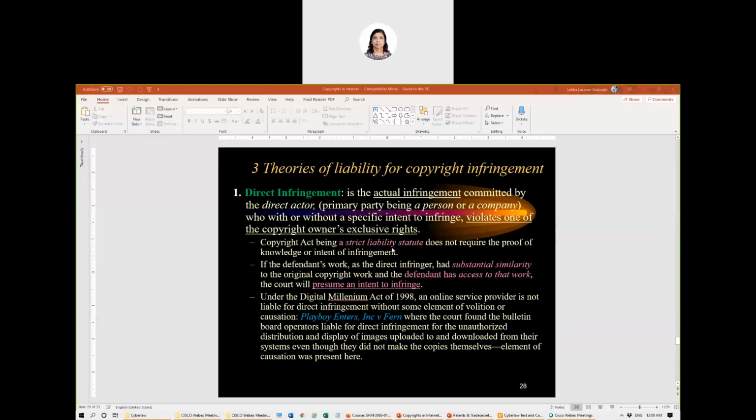Direct infringement means you are the primary person committing the infringement, just like the earlier case where the subscribers downloaded the photos in the bulletin board. They are the direct infringers, the direct or primary actors committing the infringement. And because the Copyright Act is a strict liability statute, you do not have to prove in court that the person knew about it or intended to commit infringement. You don't have to show the intent, because it's a strict liability statute. Just the fact of downloading itself will expose you to liability.